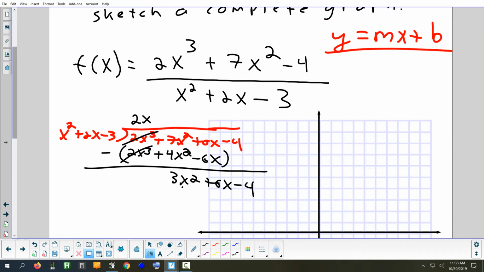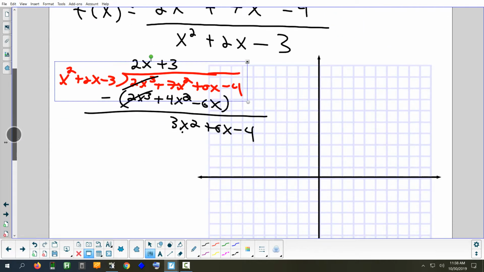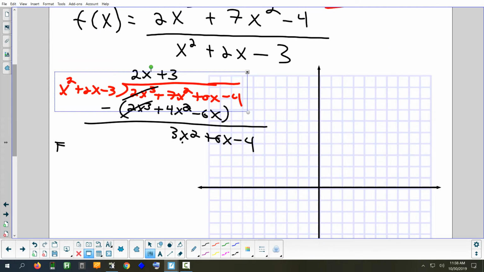What's 3x squared divided by x squared? Caleb? 3. There's your asymptote: y equals 2x plus 3. You don't even have to finish that off. If you finish it off, you're just finding the remainder, and we don't care about the remainder. So, EBA, y equals 2x plus 3.